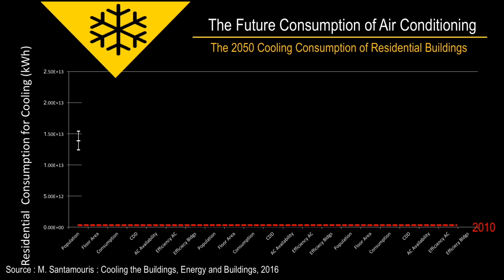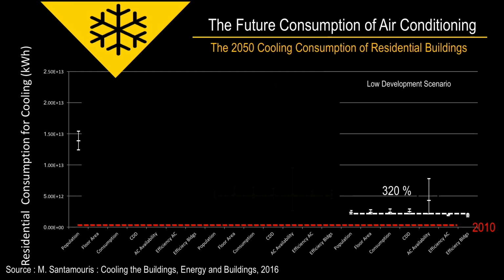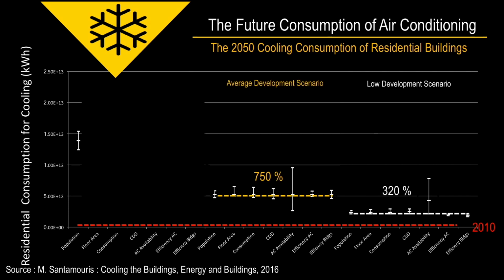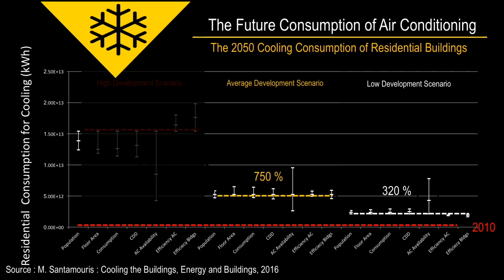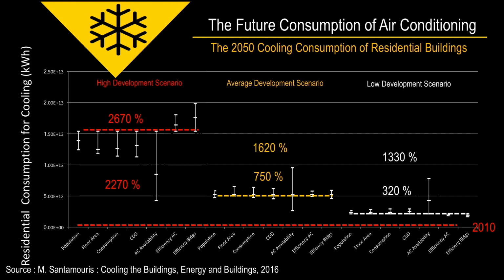The impact of the increase of the temperature in the future: first, a tremendous increase of the energy consumption. The red line shows the actual energy consumption. 3 scenarios. Low development means that we may have an increase of the cooling energy demand by 320%. Average development, 750%. High development, 2,270%. When uncertainty is taken into account, these are the numbers. So let's be prepared to build a lot of additional power plants to satisfy this demand if measures are not taken. You may tell me, this is an exaggeration.